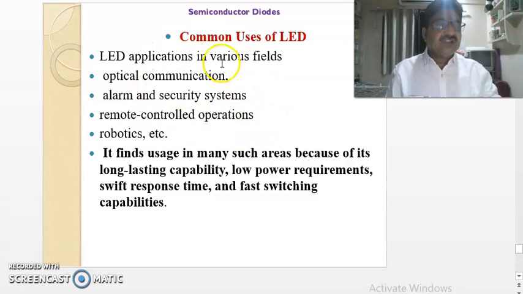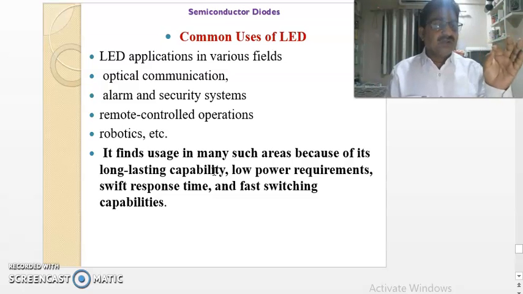Then why are LEDs used? That is very important. One should know why LEDs are applicable, why LEDs are used in these various fields. The reason behind it is that it finds usage in many such areas because of its long-lasting capability. It requires low power. Very important concept again.